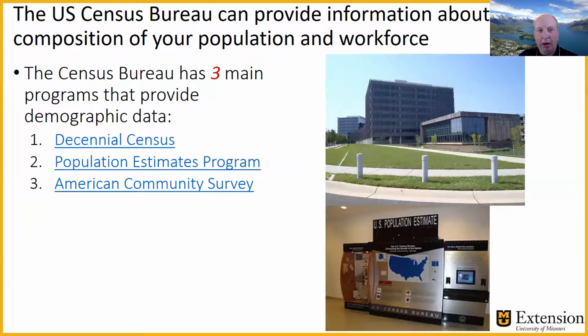The other big program in terms of counting people is the Population Estimates Program, and that's how we get information on just the numbers of people in a given year, which is really important as you get to the end of a decade and those census numbers feel a bit dated, but the population estimates give you an estimate for every year. And then the third big program is the American Community Survey. And that's the one that's probably most relevant to what we're talking about today.